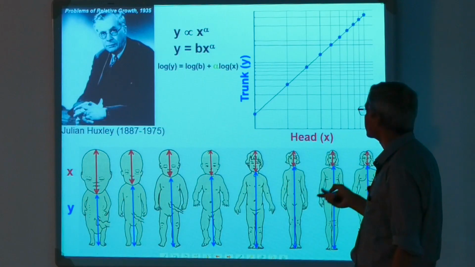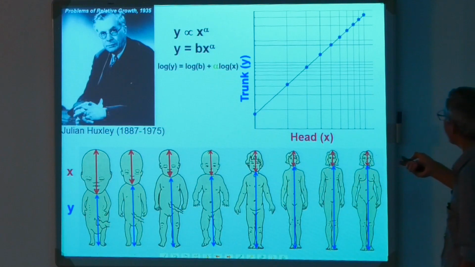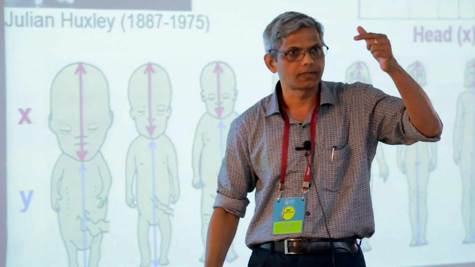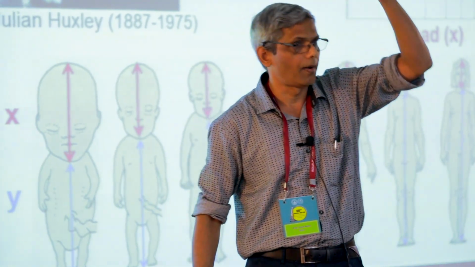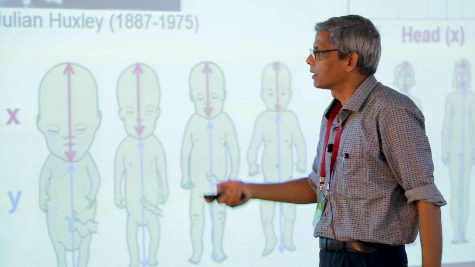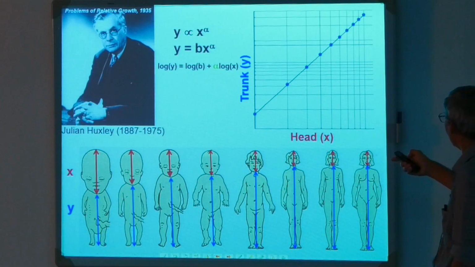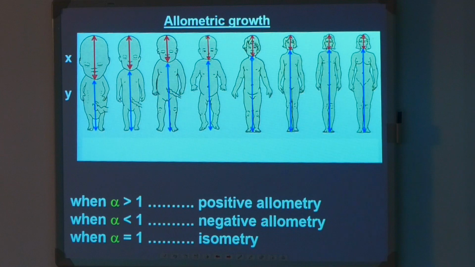This alpha is interesting because alpha tells you the extent of allometry. That means if our head grows twice, the body grows 2 to the power alpha, right? That's 2 to the power 2, that is 4 times, and so on and so forth. But alpha actually tells you much more than that, and I'll tell you what alpha tells.